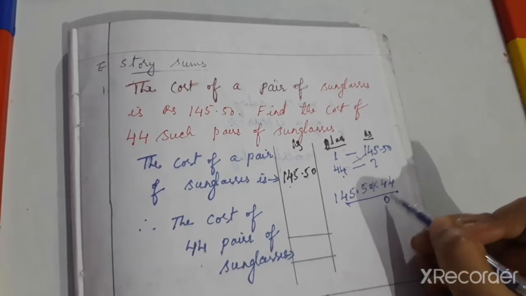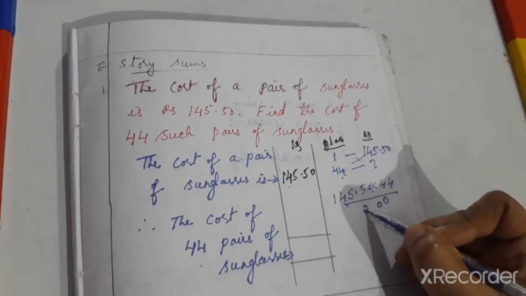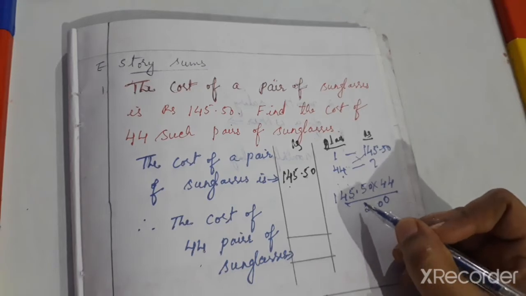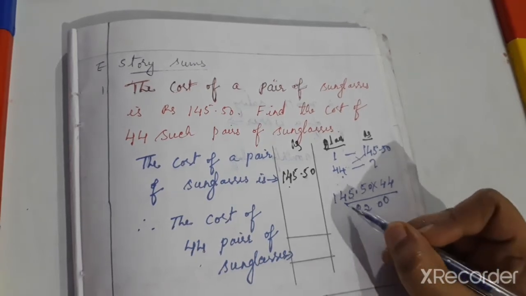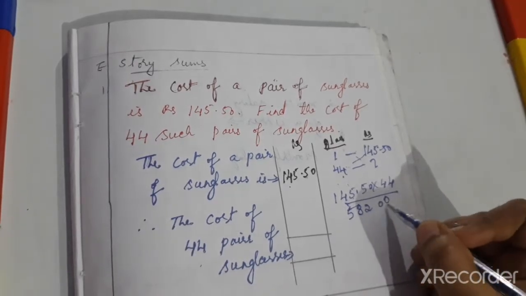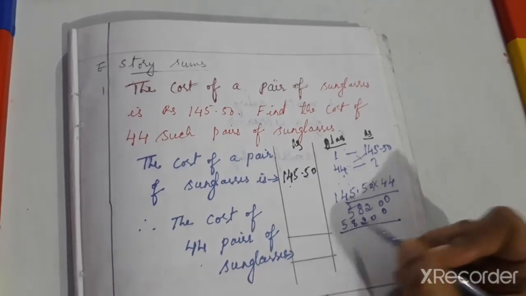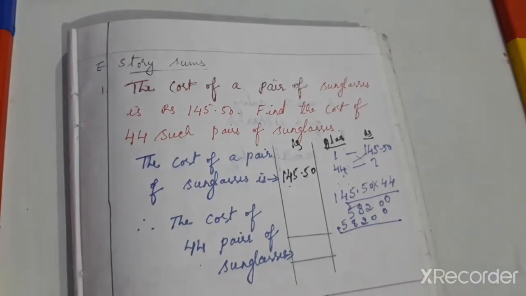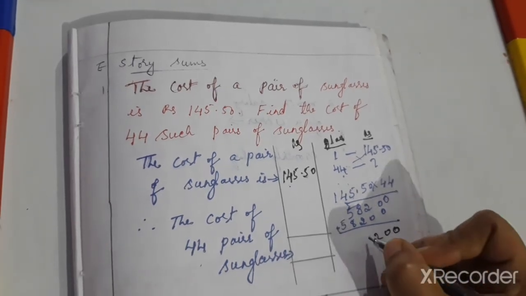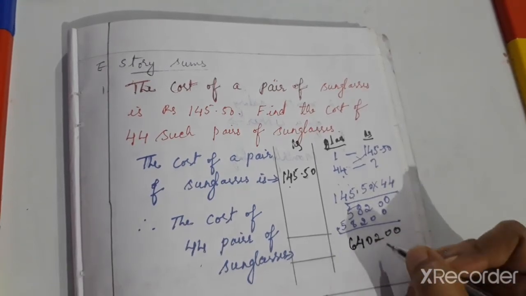4 zeros are 0, 4 5s are 20, so 0 and 2 carry. 4 5s are 20 plus 2 is 22, 2 carry. 4 4s are 16, 16 plus 2 is 18, and 4 1s are 4 plus 1 is 5. Then again the same number will repeat. So the total digits are 6402 and 00.